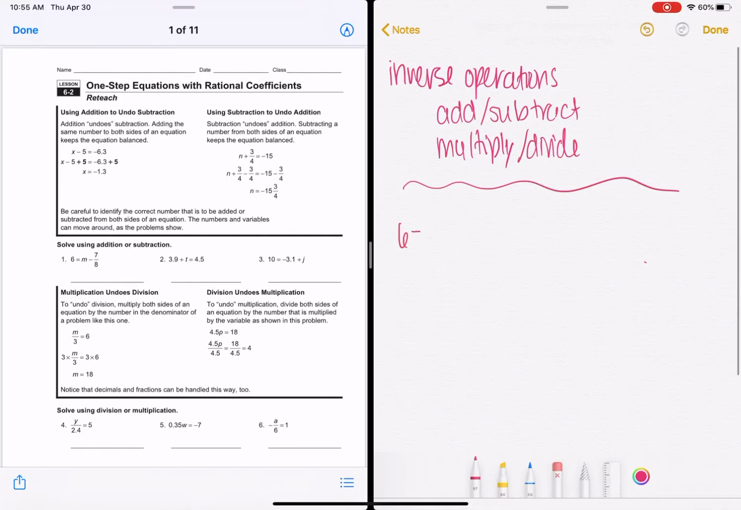So 6 equals m minus 7/8. Now in this problem, 7/8 is being subtracted. So to undo that and isolate the variable, we're going to add 7/8 to both sides. Negative 7/8 plus 7/8 equals 0, so those cross. 6 plus 7/8 is 6 and 7/8, and m equals 6 and 7/8.